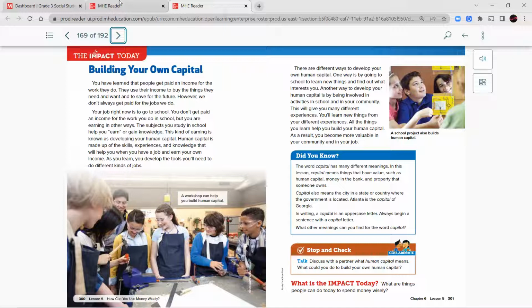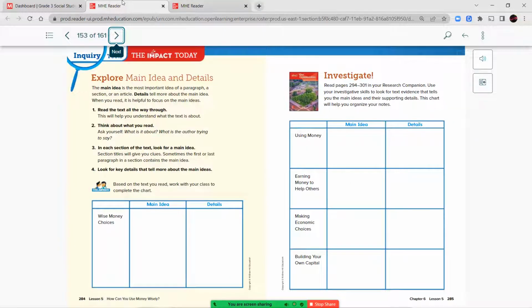Now let's go ahead and jump into the last part of our graphic organizer where it says build your own capital. In our main idea, we can put in that building our human capital will make us more valuable in our community and in our job. And for the details, you can put in that studying at school and being involved in activities in and out of school helps you to build your human capital.